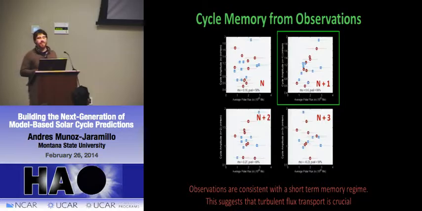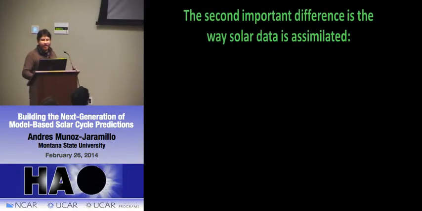There may be other things that are shortening the memory of the solar cycle, but I read it as a suggestion that turbulent flux transport is actually very important. So this may be one of the reasons why one prediction was correct and the other one was not. But there is actually a more important point that I would like to make today that is not given a lot of prominence in these discussions, and it is the way solar data was assimilated into these models.